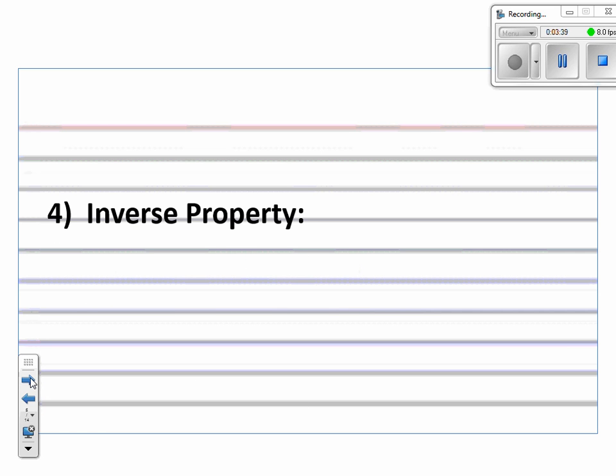Now let's look at the inverse property. The inverse property uses the inverse. So I always like to think about inverse operations. It's like when we see a number and we want to do the opposite of it when we're solving an equation. We want to cancel it out or get rid of it.